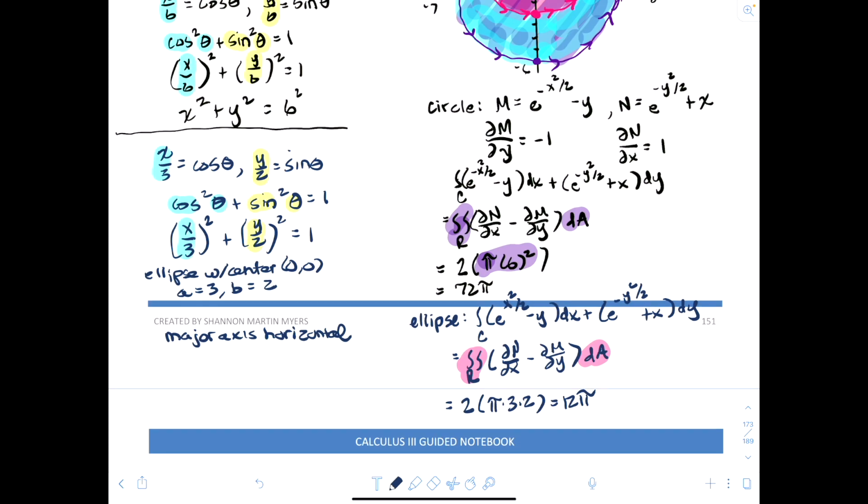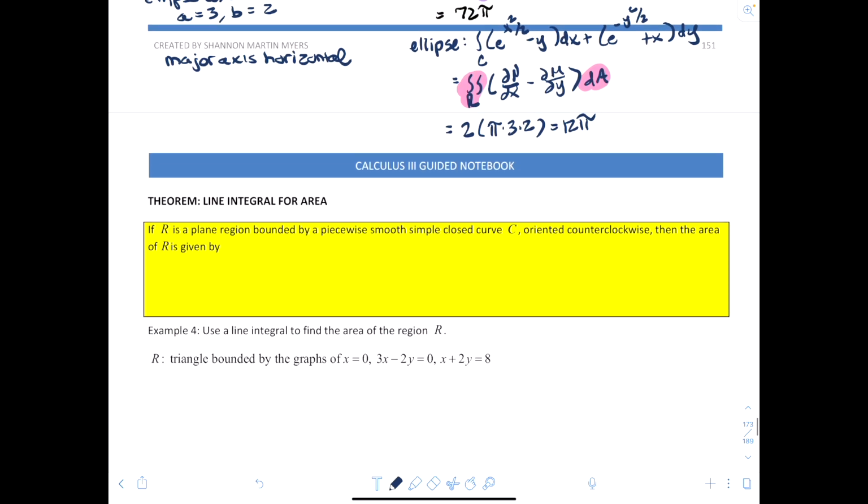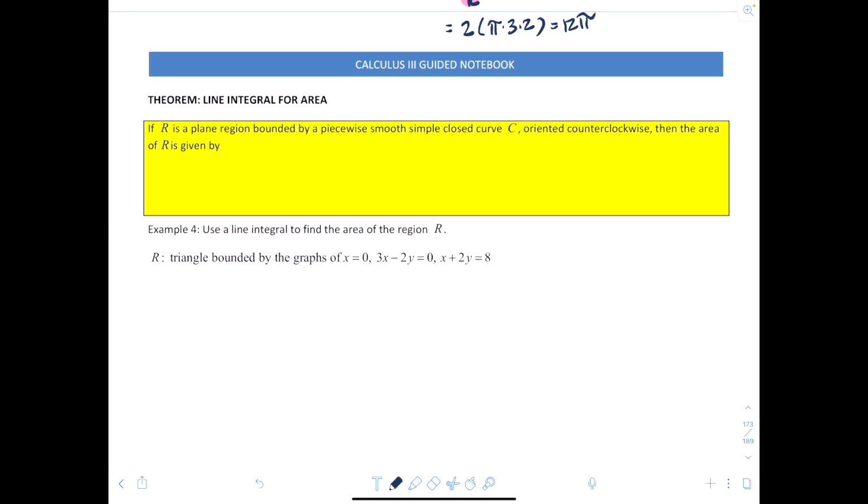So remember, we did two different Green's theorems here in order to find that end result of 60 pi for the blue. That's our blue region. Okay, phew. All right, so now let's look at a theorem that goes over line integral for area.